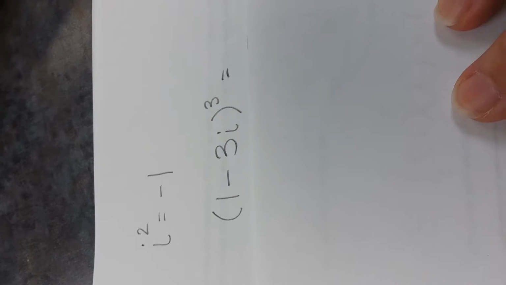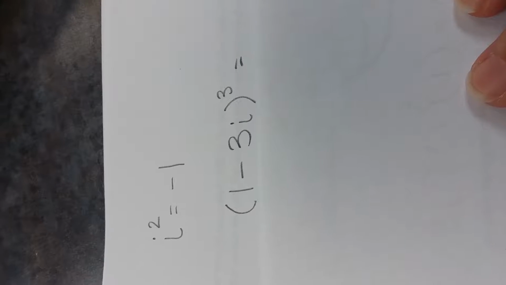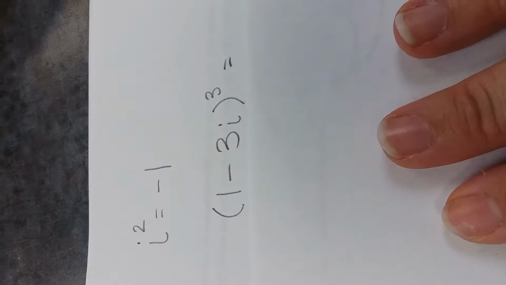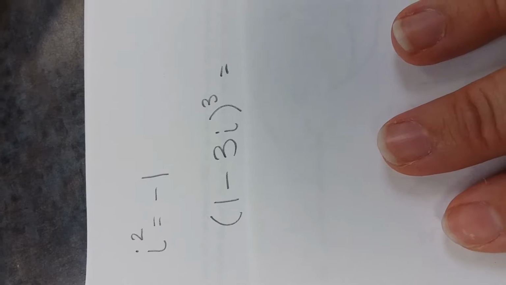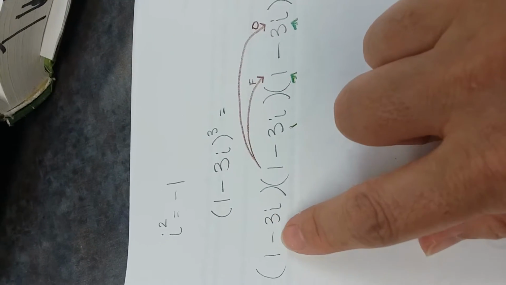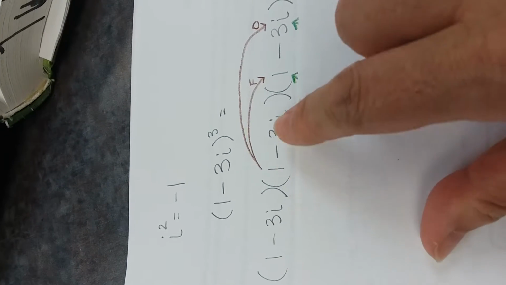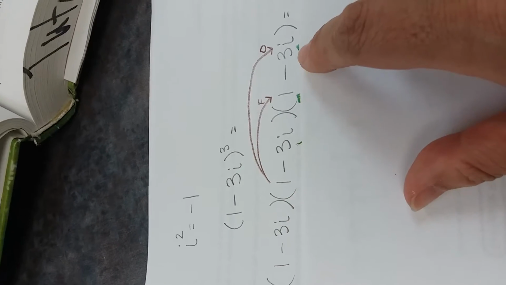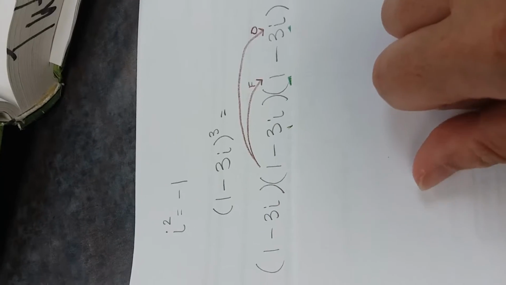Okay, so here we have: if i squared equals -1, then what is (1 minus 3i) raised to the third power? When something's raised to the third power, that means it's multiplied by itself 3 times. So I've written it down: 1 minus 3i times 1 minus 3i times 1 minus 3i.